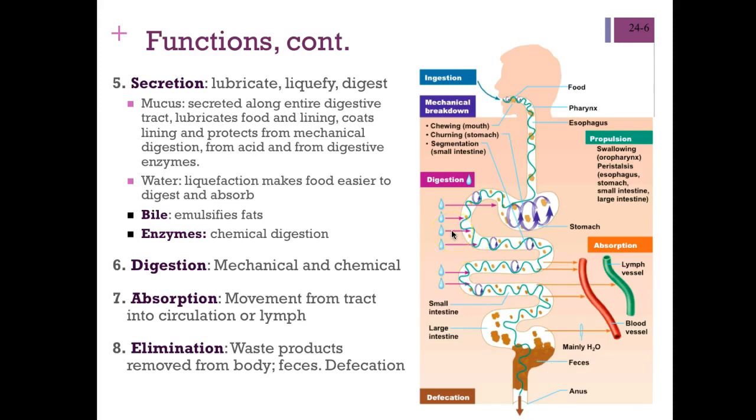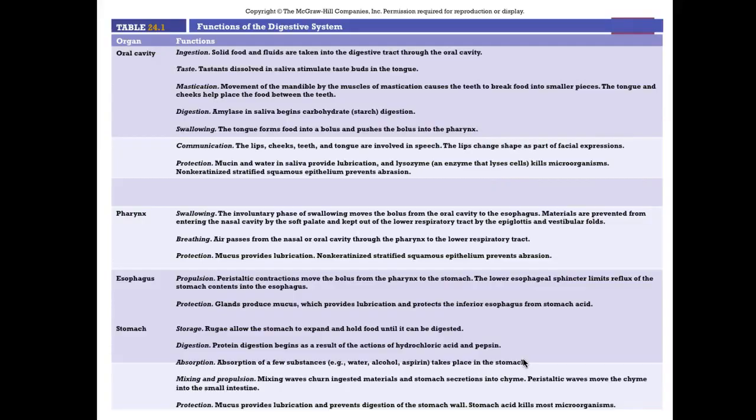Sixth function is digestion. This is mechanical and chemical. We've already kind of talked about this when we discussed mastication. And absorption is a huge function here. So as we're moving the food through, there are going to be different areas in the GI tract that will allow absorption of different nutrients and move them into our bloodstream or circulation or within our lymphatic system. And lastly, we have elimination, which will collect our waste products and remove it from our body in the form of feces, and this process is called defecation.